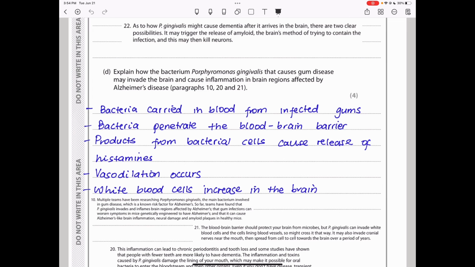And again, this question is asking how bacterium-caused gum disease may invade the brain and cause inflammation. In relation to inflammation, when the bacteria leave your gums into the blood, into the blood-brain barrier, their presence causes some chemicals to be produced. Those chemicals cause the production of histamines. When histamines are produced, they cause the increase in size of the blood vessels so that more blood is sent to those areas where the infection has occurred.